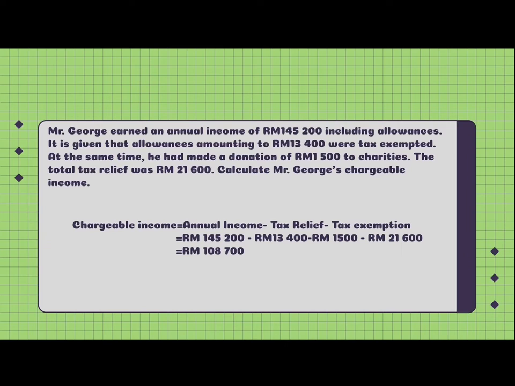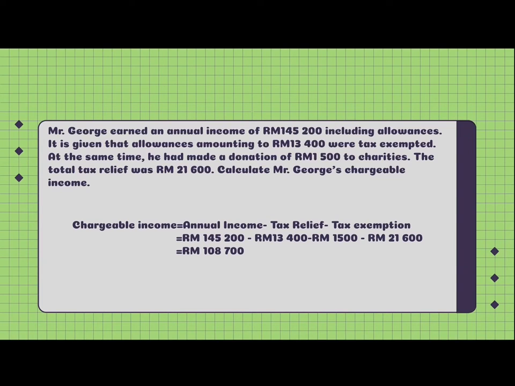The first example question is, Mr. George earned an annual income of 145,200 including allowance. It is given that allowance amounting to 13,400 was tax exempted. At the same time, he had made a donation of 1,500 to charities. The total tax relief was 21,600. Calculate Mr. George's chargeable income.